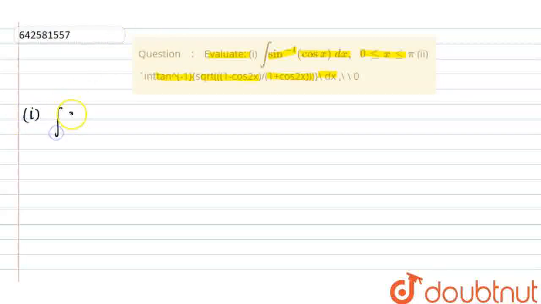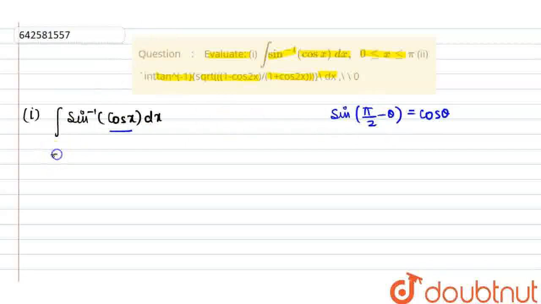First part is given integration of sin inverse cos x into dx. To solve this question, we know that sine of (pi by 2 minus theta) is cos theta. So in place of this cos theta, we can replace it by sine of (pi by 2 minus theta). So replacing it, I can write sine inverse sine in the bracket (pi by 2 minus x) dx.